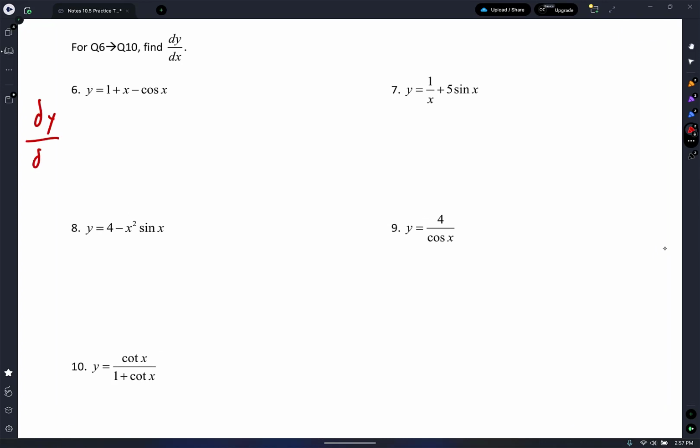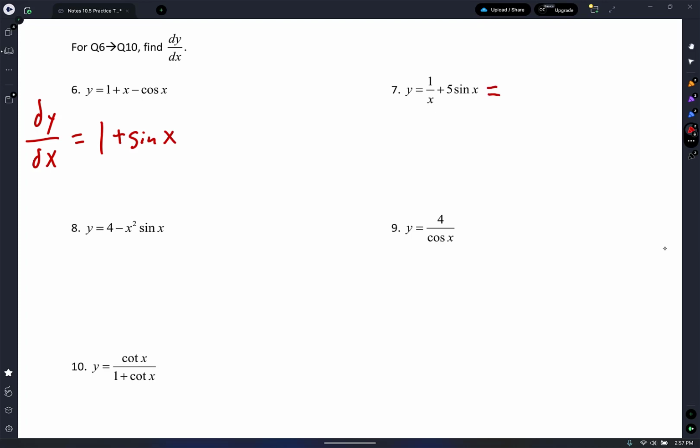dy/dx equals, I'm doing the derivative of question 6, guys. All right, focus, guys, focus, miss. What's the derivative of x? 1. What's the derivative of cosine? Negative sine, but I already have a negative, so it's going to turn into a positive. There it is. That's it. Cool or not cool? Look at question number 7.